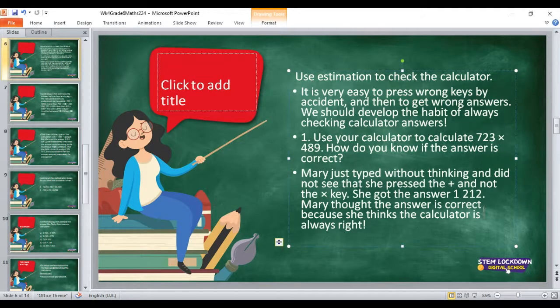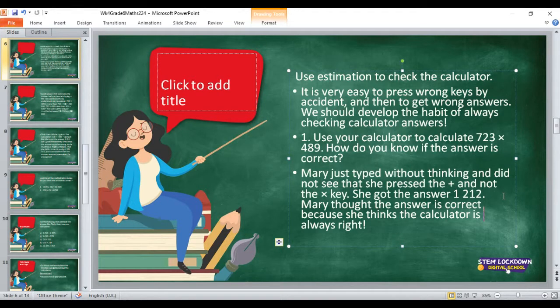Let's do this. Let me do the calculation with you: 723 multiplied by 489. We have a 6-digit answer. And how do we know that this answer is correct?